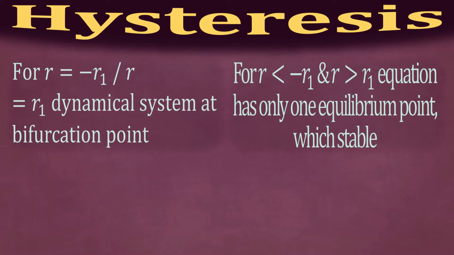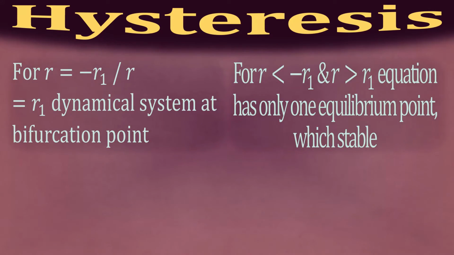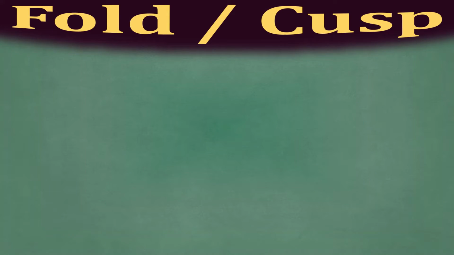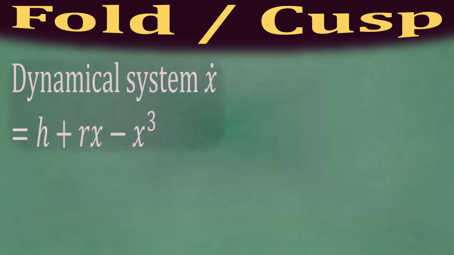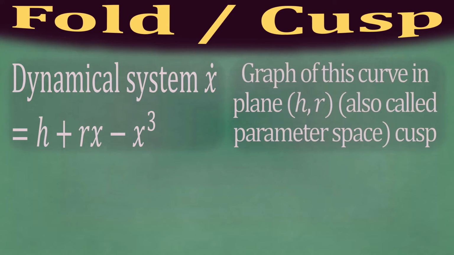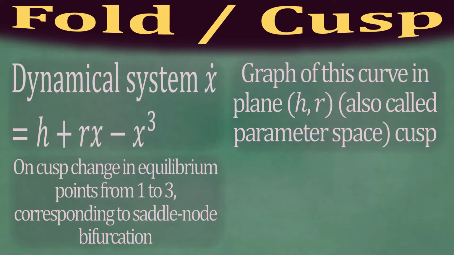For r less than minus r1 and r greater than r1, the equation has only one equilibrium point, which is stable. Then, let's discuss a fold or a cusp. We consider the dynamical system x dot is equal to h plus rx minus x cubed. The graph of this curve in the plane hr, also called the parameter space, is a cusp.